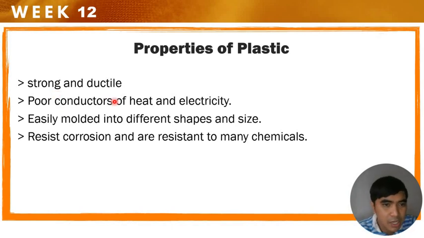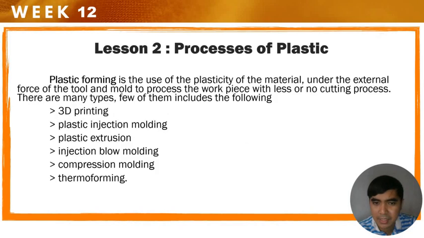Next is poor conductor of heat and electricity. We all know that plastic materials are insulators. They are easily molded into different shapes and sizes because they are easily melted by heat or thermal energy. They resist corrosion and are resistant to many chemicals. So these are the general properties of plastic.